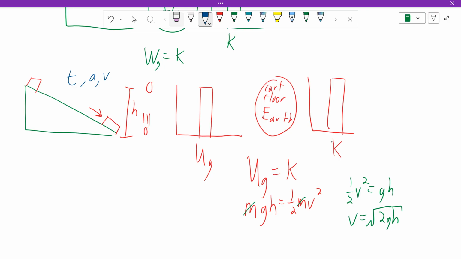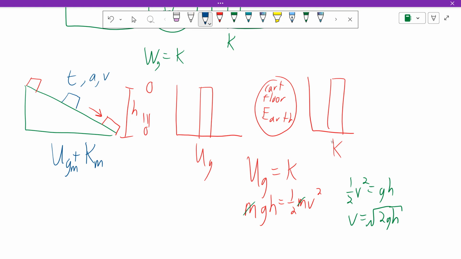If you're smart about where to start with your energy conservation, like if I chose the block halfway down, this would be a very annoying problem to deal with, because instead of me saying UG to all 1/2 mv squared, having to deal with this is annoying because it has some UG and it has some K. I'll call it UG middle, K middle. It has a little bit of both.